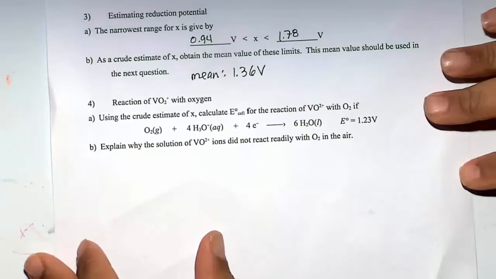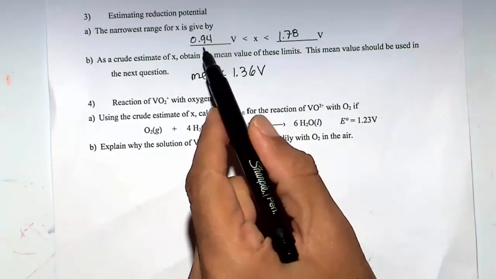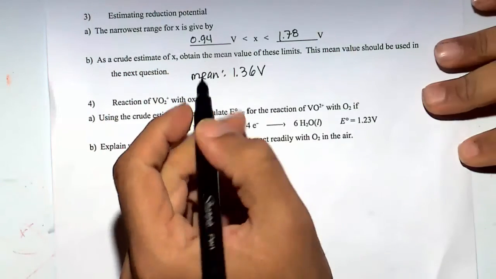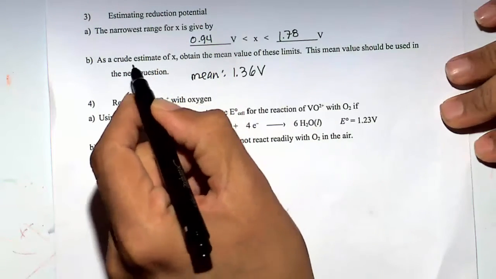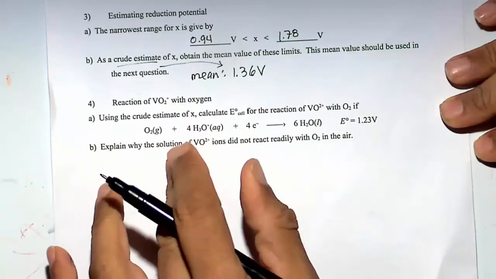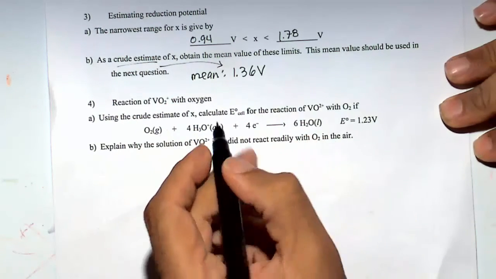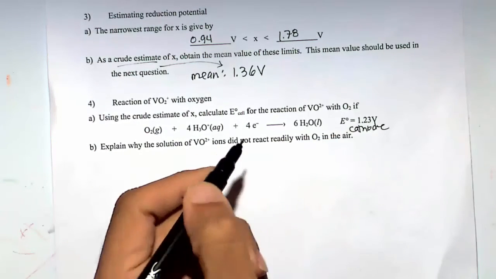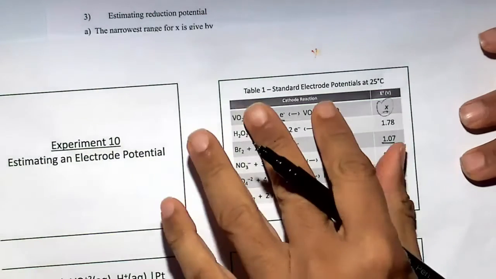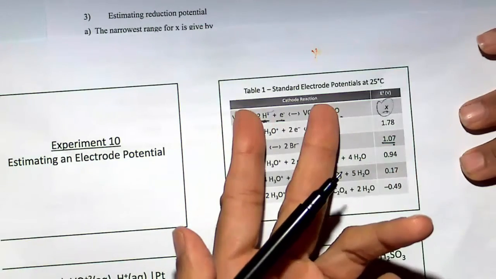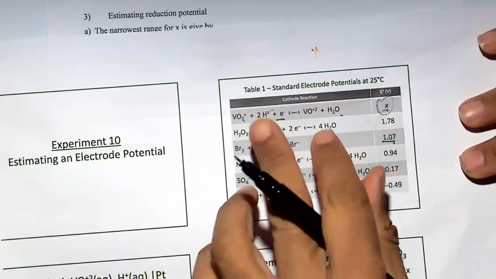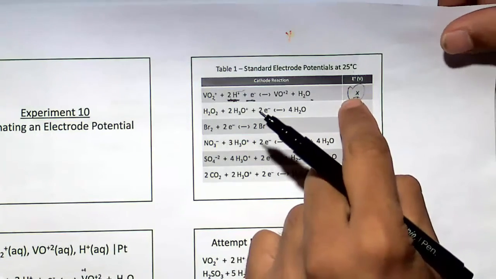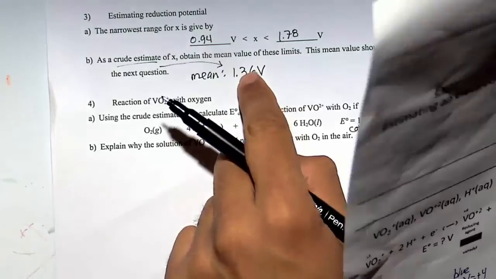All right, our last post-lab problem. Here we're going to estimate our range, which was 0.94 to 1.78, that is our window. It tells us to take the mean of these two limits as your crude estimate and use that for this reaction here. So this reaction is the cathode because it gains 4 electrons, and this reaction here, we'll flip it to make it oxidation in the anode. So let's flip this reaction, realizing that when we flip it, it is not 1.36 volts, but it is minus 1.36 volts.